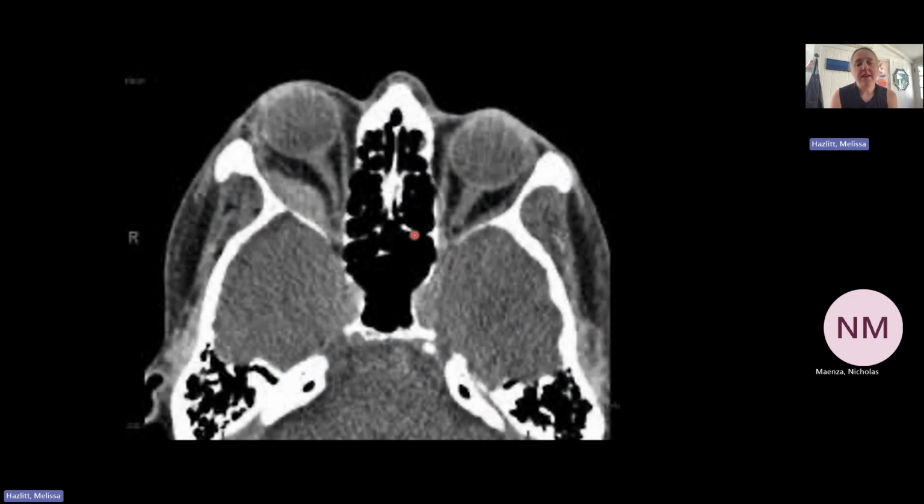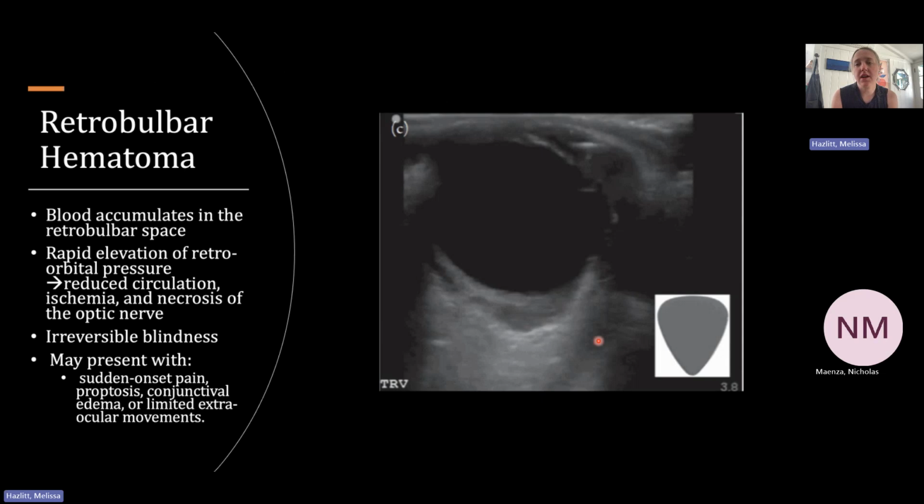What do you think we're looking at here in the CT scan? Retrobulbar hematoma. Yeah, you can actually sometimes see indicators of this on ultrasound as well. If you think about where you've got this really confined space behind the eye, when blood accumulates there, you get a very rapid elevation of pressure, and that causes ischemia. It can cause irreversible necrosis of the optic nerve. You can get irreversible blindness pretty quickly.